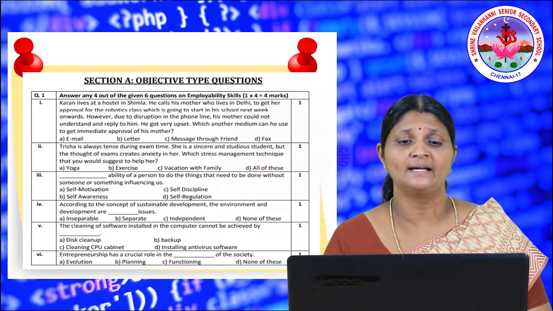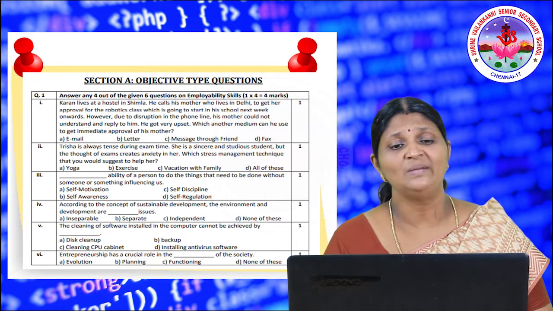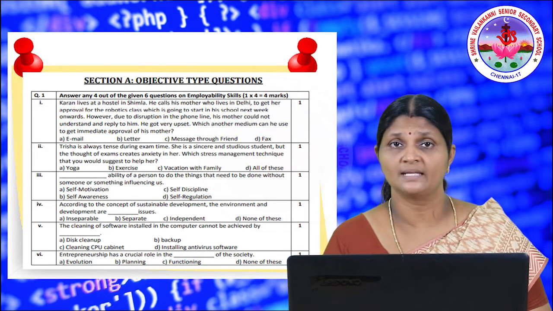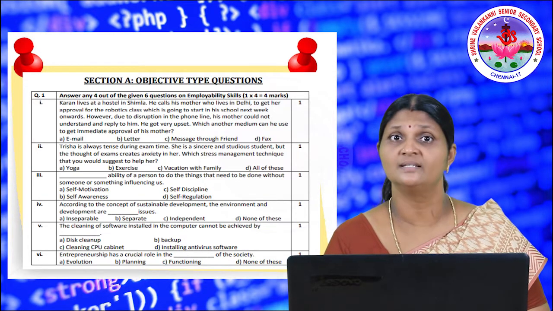Next, according to the concept of sustainable development, the environment and development are dash issues. The options are inseparable, separate, independent, none of these. So when we consider the environment and development in sustainable development, are they separable? No, right? It is inseparable.